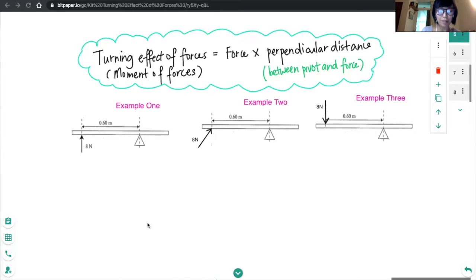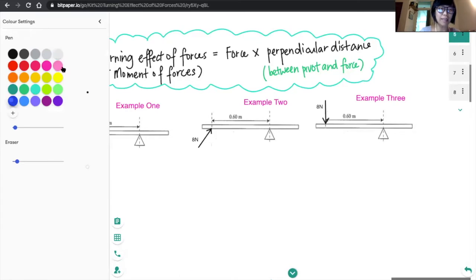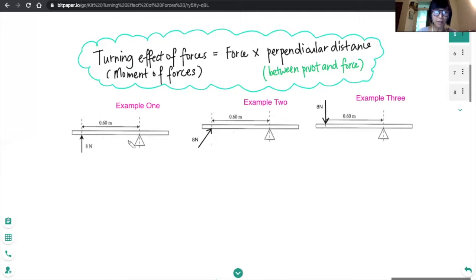And right, now let's take a look at example 1. So for example 1, we have a pivot and a plank placed on top of it. So I'm going to first look at the pivot, point out where the pivot is. And we have an 8 Newton force upwards to the left of the pivot. So we want to know what direction will this plank or this beam rotate because of the 8 Newton.